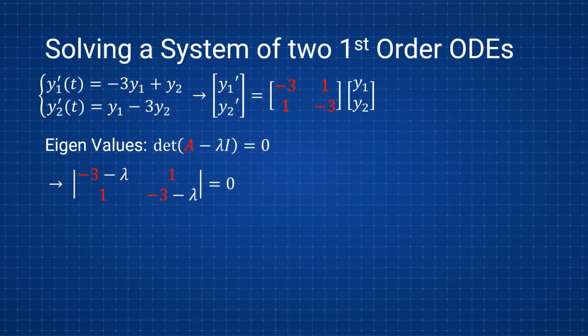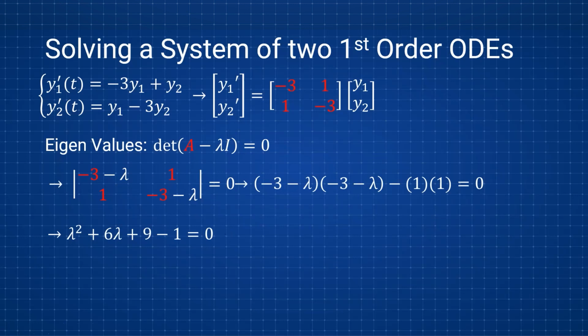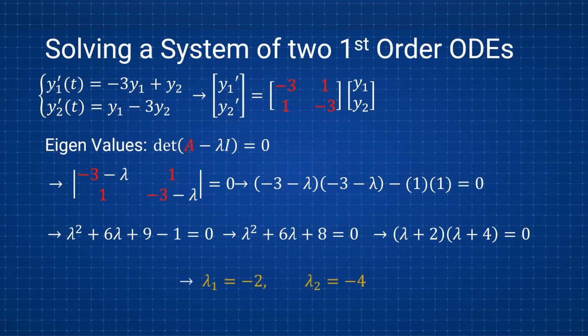Since this is a determinant, we will basically multiply across: (-3 - lambda) times (-3 - lambda) minus 1 times 1 equals 0. After we multiply and simplify everything, we get lambda squared plus 6 lambda plus 9 minus 1 equals 0. Let's simplify and we get lambda squared plus 6 lambda plus 8 equals 0. This one can be factored. Of course, you can also always use the quadratic equation for the roots, or the eigenvalues as they're known in this problem. So we have (lambda plus 2) times (lambda plus 4) equals 0. And if we solve for the lambdas, we get that they're equal to -2 and -4.